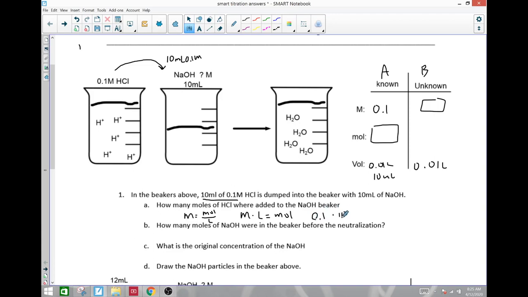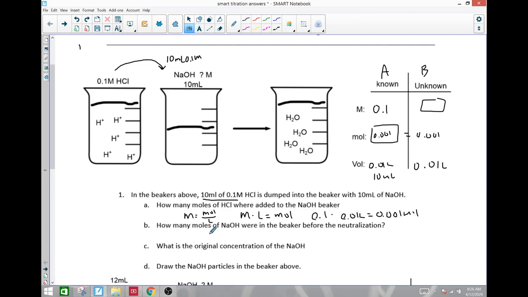Okay, we don't want to use milliliters. Back that up, and let's do 0.1 times 0.01 liters. That's a common mistake. That gives 0.001 moles. All right, so this is 0.001 moles. How many moles of NaOH were added to the beaker for neutralization?